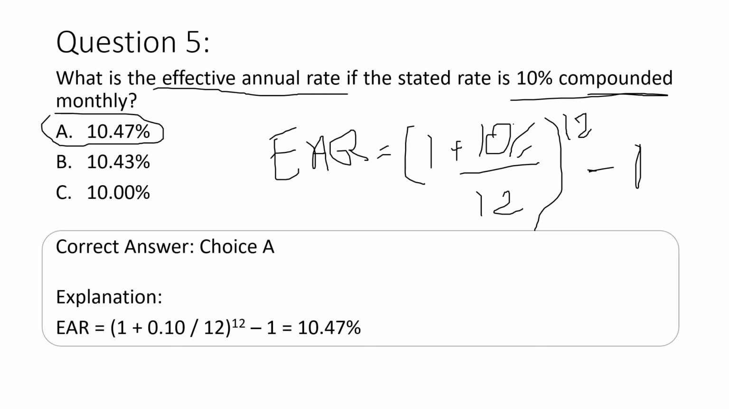Okay, so 1 plus 10% divided by 12 to the power 12. Always keep your periods synced. Okay, so if it were to be quarterly compounding, we would divide by 4 and then put to the power 4.